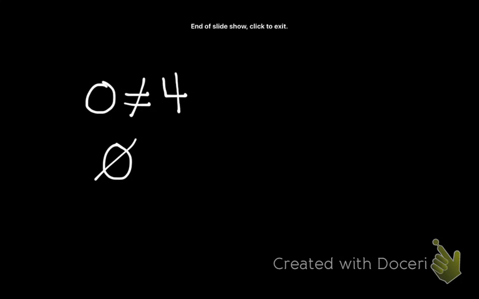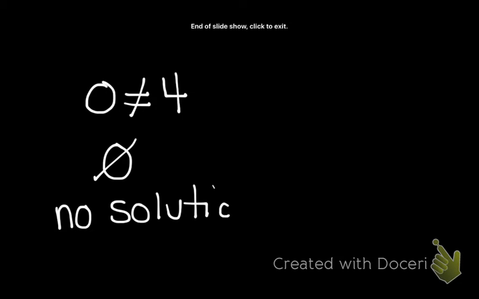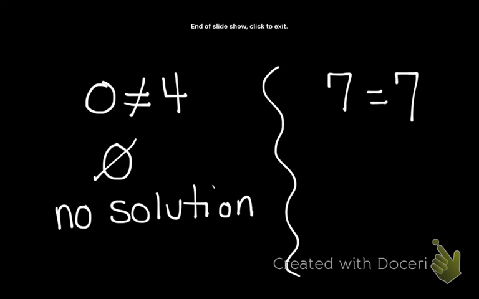So, just to summarize special cases here, if your variables drop out and you get something like 0 equals 4, this is not true. 0 could never equal 4. Therefore, this is the empty set or no solution. However, if all your variables drop out and you get something like 7 equals 7, that is a true statement. 7 does equal 7, so the solution set here is all real numbers.